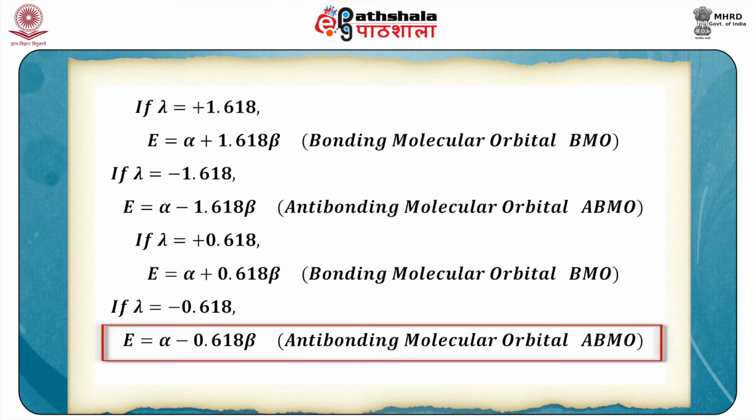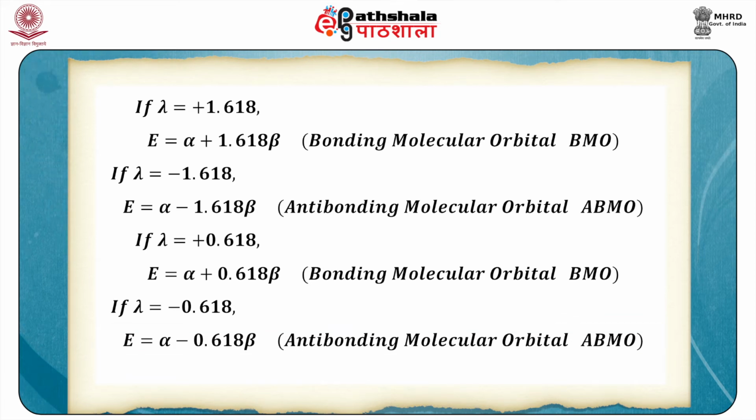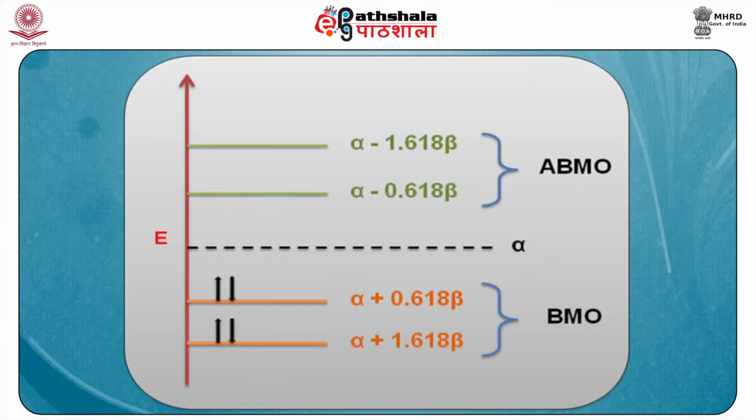So thus you can see that by the solution of the Huckel determinant, in the case of 1,3-butadiene, we get 4 molecular orbitals, and 2 are bonding molecular orbitals and 2 are antibonding molecular orbitals. If these orbitals are arranged in increasing energy, then the bonding molecular orbitals will come at the bottom and the antibonding orbitals will come at the top. Based on these results, the Huckel energy level diagram for the butadiene molecule can be shown.